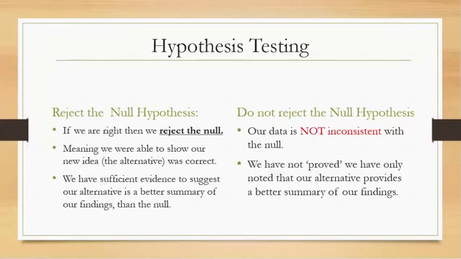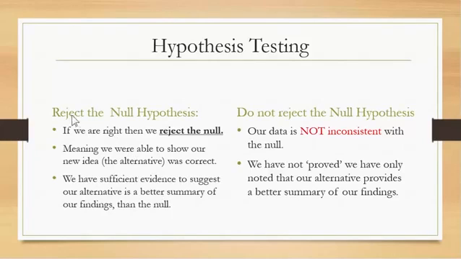In hypothesis testing, they keep it pretty short and sweet. We either reject the null or we do not reject the null. We reject the null when we show that our idea that we're testing was indeed correct, or the alternative was correct. So please keep in mind that at no time in any of this are we ever proving anything. We just might have, and here's some good words, sufficient evidence to suggest our alternative is a better summary of our findings than the null. In other words, whatever it was we were trying to test was actually a better summary than what we had previously presumed, which was the null.